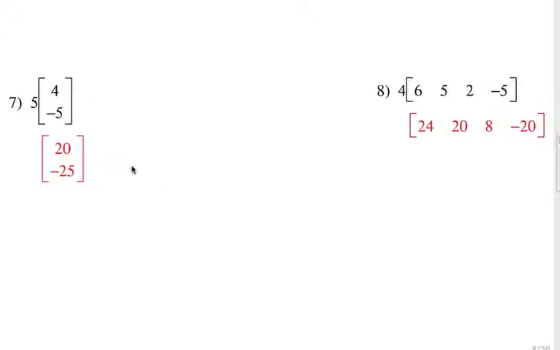All right, well, this should give you a little bit of confidence here. Pretty easy, of course. 5 times 4 and 5 times negative 5 gives us that 2 by 1 matrix. And number 8 for this scalar multiplication, multiply the 4 by each of those numbers, and that's your 1 by 4 answer. All right, well, that's a confidence builder, and I hope that you will watch the next video, which is going to be a little more complicated. It's called matrix multiplication. Come on back.